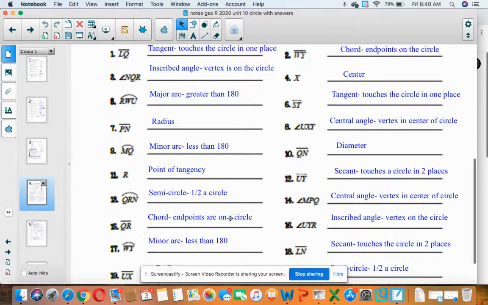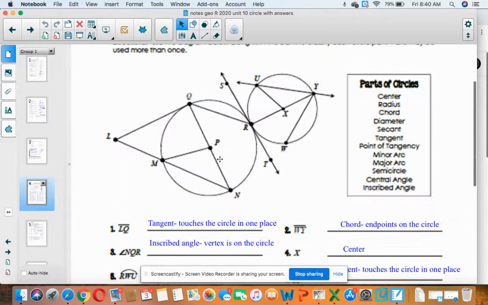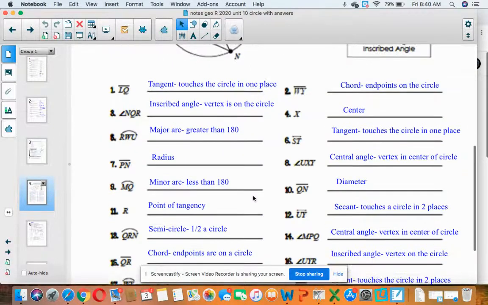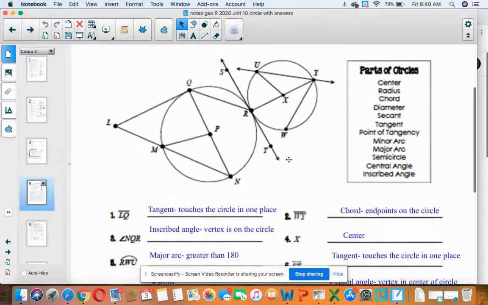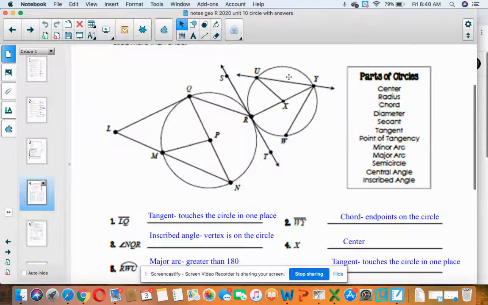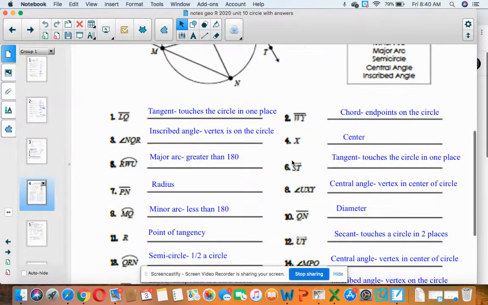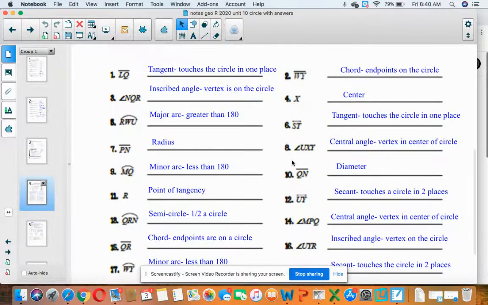QR is a chord. It has its endpoints on the circle. So QR is right here. It's a chord. See in the bigger circle, QR. Start at Q, end at R. It has its endpoints on the circle. That is a chord. Inscribed angle, angle UYR is an inscribed angle, UYR. So it has its vertex on the circle, and the ends of the angle are actually touching the circle. So that was an inscribed angle.